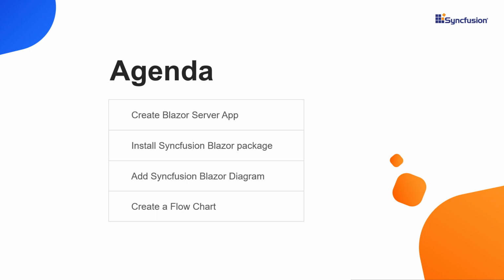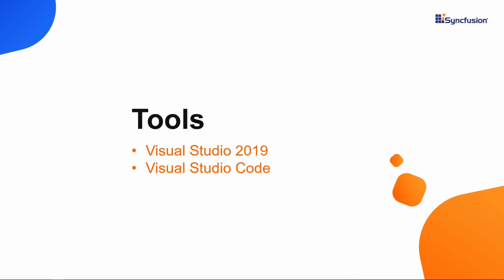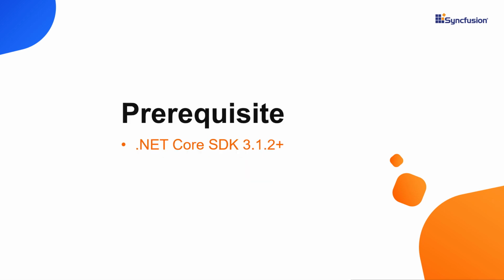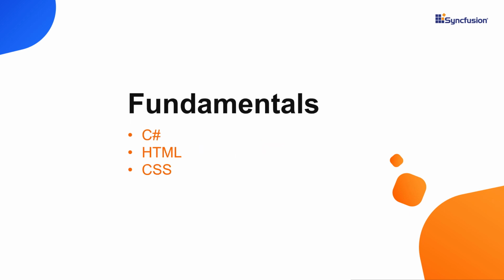Now, let me create the Blazor project first. I can create a Blazor application either using Visual Studio 2019 or Visual Studio Code. In this video, I will create a server-side Blazor application using Visual Studio 2019. Make sure that you have installed .NET Core SDK 3.1.2 or later versions. To follow along with this video, one should have a basic understanding of C#, HTML, and CSS.